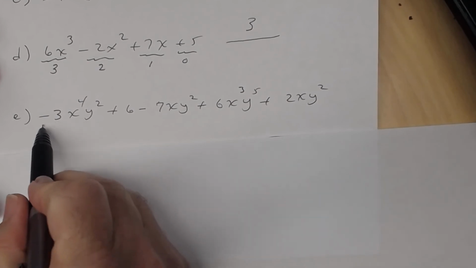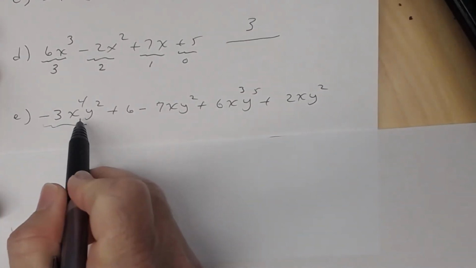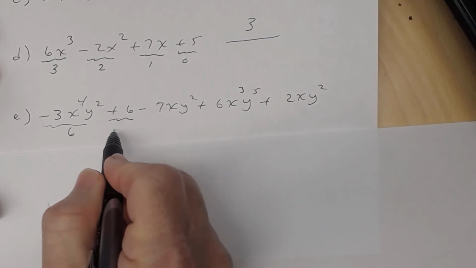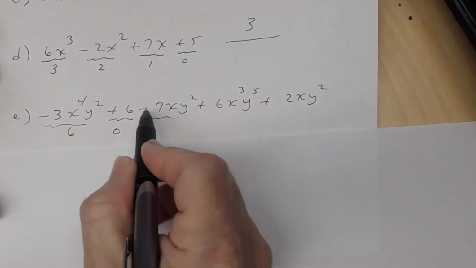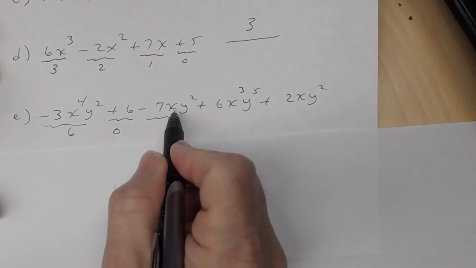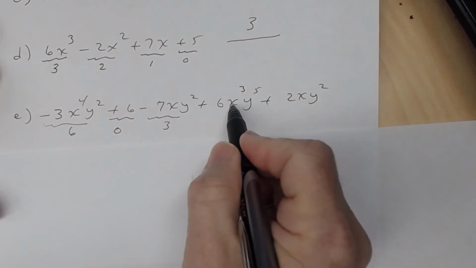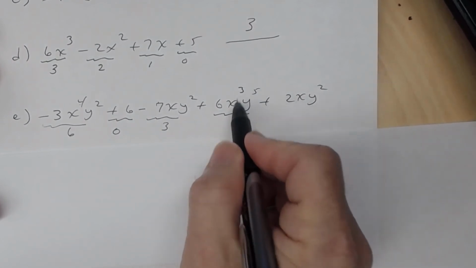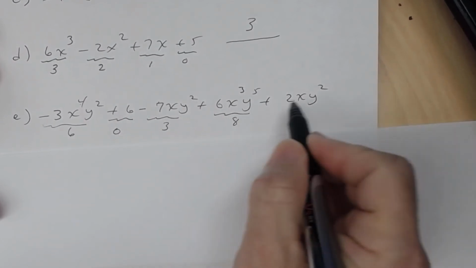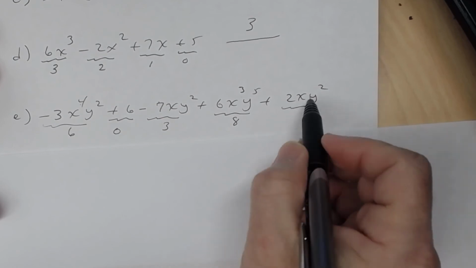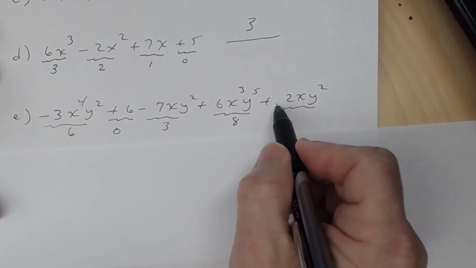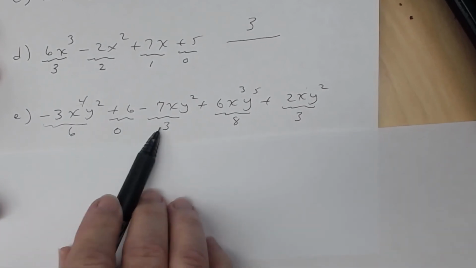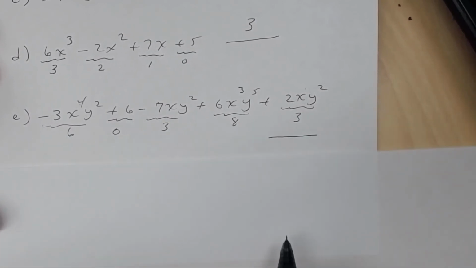Over here, the first term, negative 3x to the fourth y squared. 4 plus 2 is 6. The constant term, 6, the degree is 0. Negative 7xy squared. 1 plus 2 is 3. Positive 6x cubed y to the fifth. The degree is 3 plus 5, which is 8. And here, the term positive 2xy squared, 1 plus 2 is 3. And the largest of these degrees is 8.